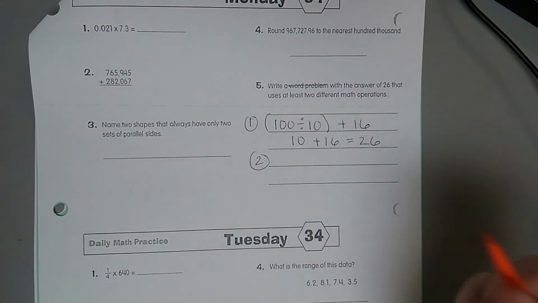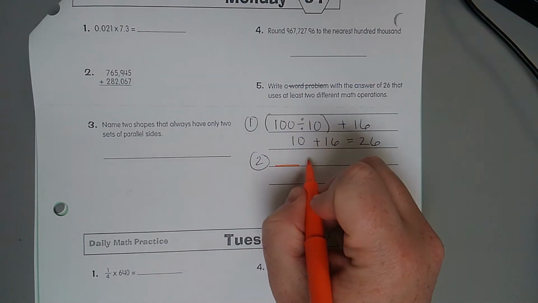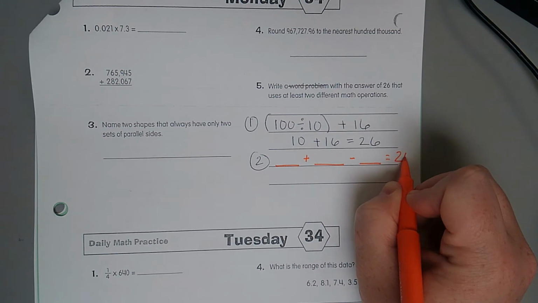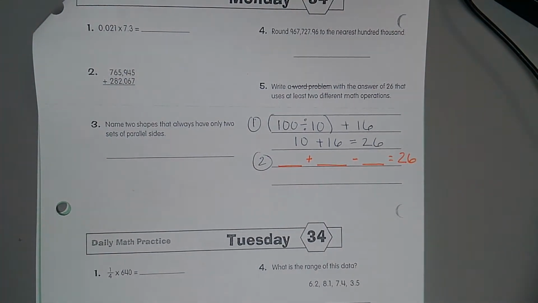So something plus something minus something, let's say. Fill in all those blanks, make it equal 26, use any numbers you want.